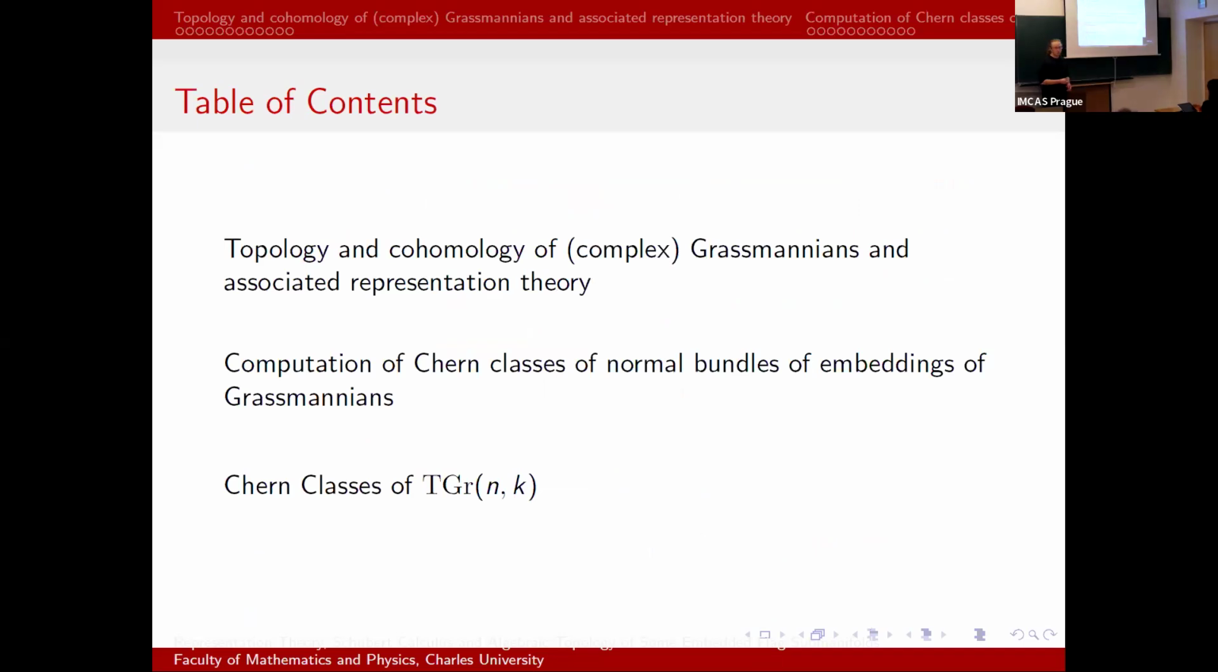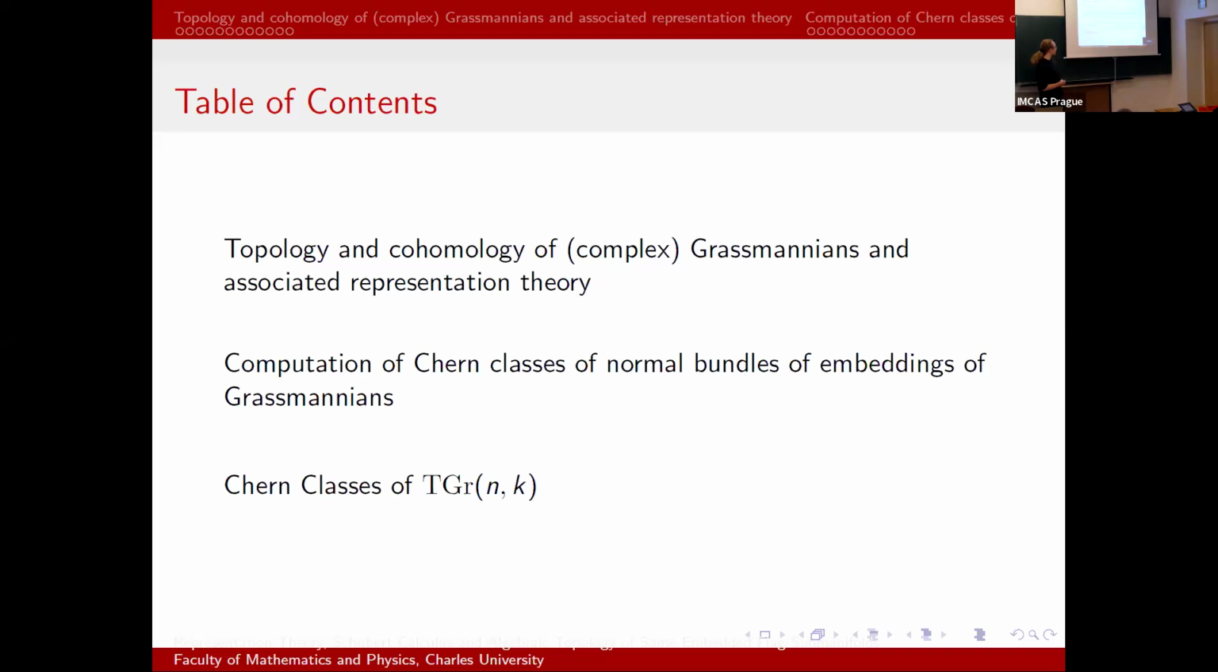There are 3 sections to this presentation. In the first section, I will recall some necessary knowledge about topology and cohomology of complex Grassmannians, complex in parentheses because real and quaternionic Grassmannians have very analogous topology and cohomology. I will also recall some necessary representation theory of the special linear group, because the complex Grassmannian is a homogeneous space of the special linear group SL(n, C).